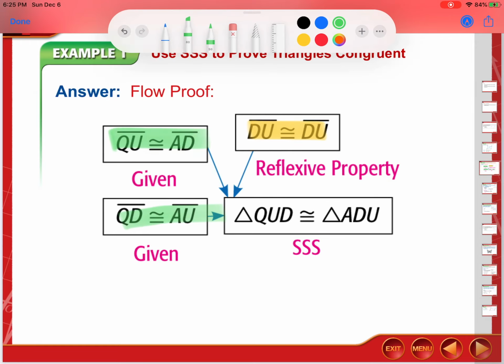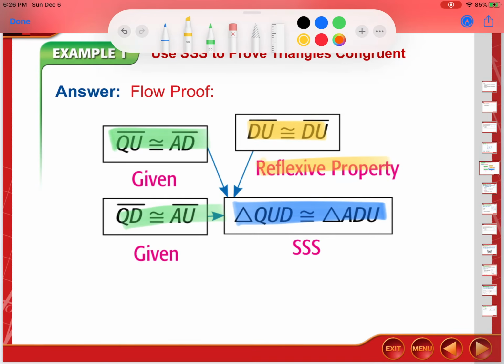So our proof statement is justified by side-side-side, because we were given that two of these, this side and this side, were congruent. We were given that right away. So there are arrows going to that final proof statement. Our final proof statement is highlighted down here in blue. So the two green were given right away. We know those, and then the only thing we needed to figure out was that DU is in fact congruent to DU, and we justified that with the reflexive property.